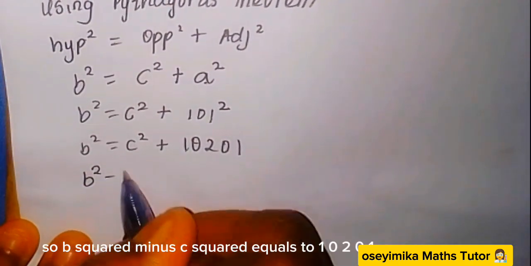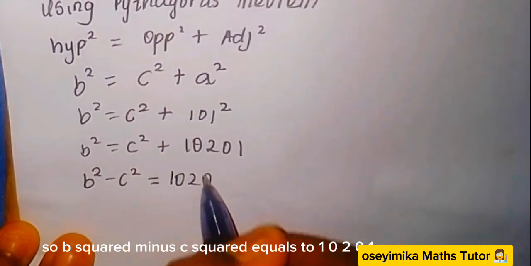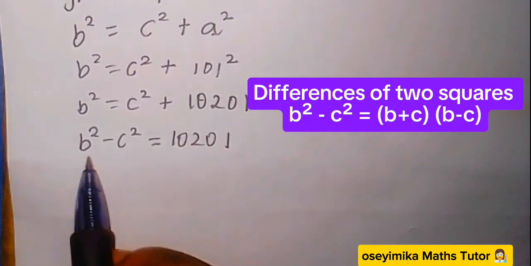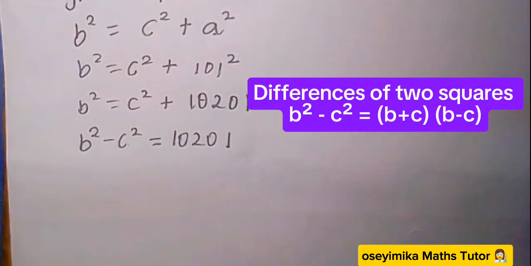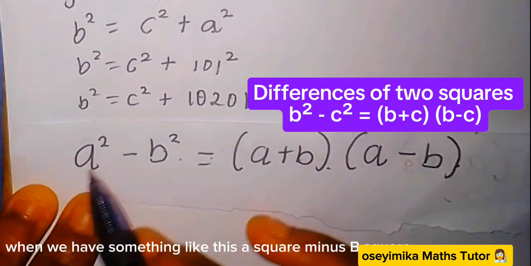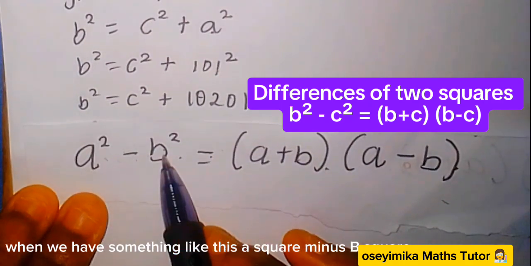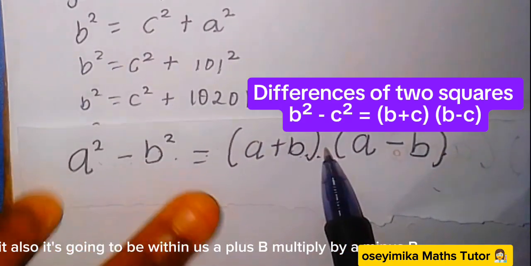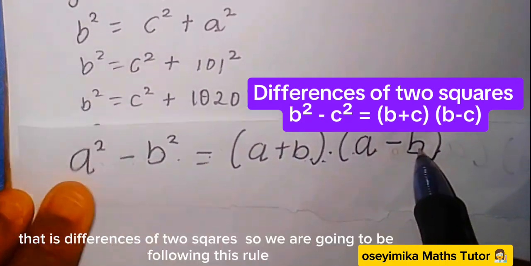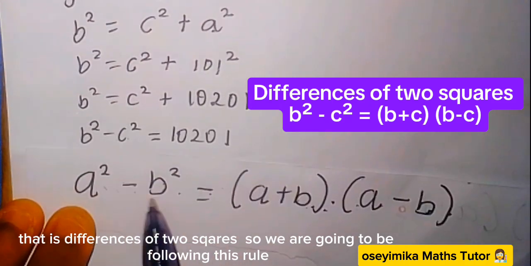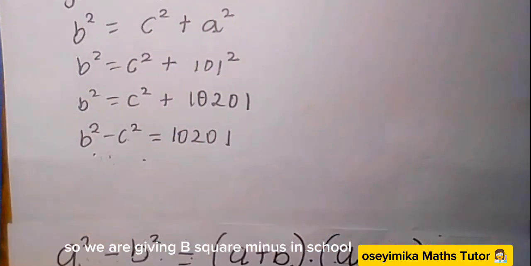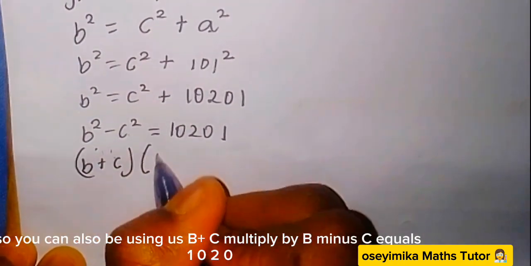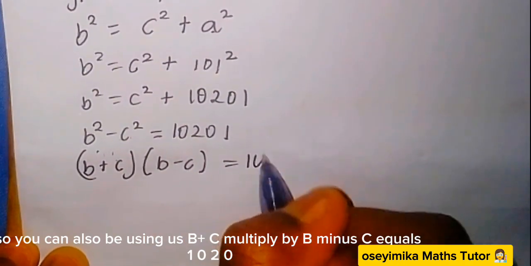So B squared minus C squared equals 10201. If we look at this B squared minus C squared, when we have something like A squared minus B squared, it can also be written as A plus B multiplied by A minus B. That is the difference of two squares. So we're going to be following this rule. B squared minus C squared can also be written as B plus C multiplied by B minus C equals 10201.